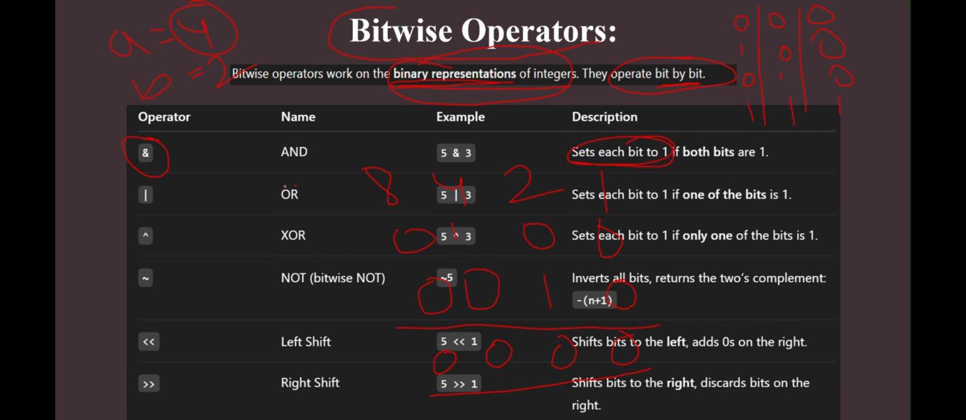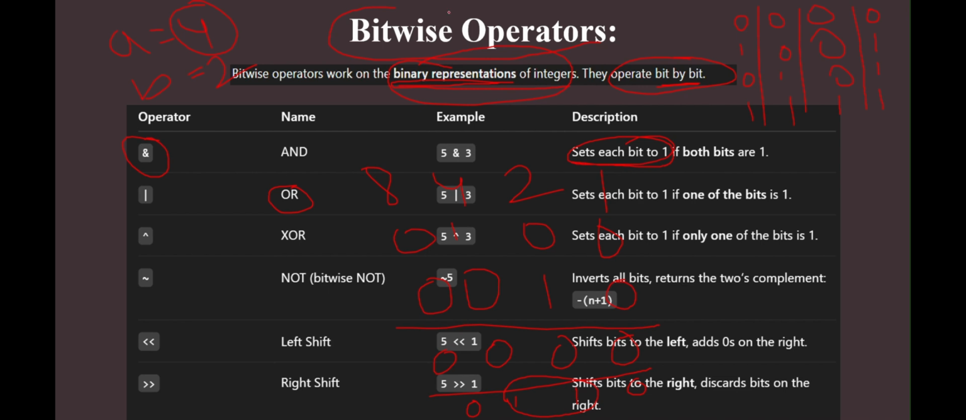Whereas if I deal with the OR, remember that if any of the inputs is 1, I'll get 1. That means 0 and 0 will be 0, 1 and 0 will be 1, 0 and 1 will be 1, 1 and 1 will be 1. So if I apply the OR operator on 4 and 2, what output will I get? 0 and 0 is 0, 0 and 1 is 1, 1 and 0 is 1, 0 and 0 is 0. The output I'll get at the end will be 6, because this 1 means 4, this 1 means 2, and 4 plus 2 is 6.